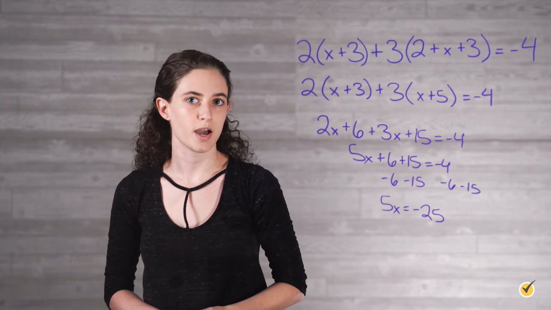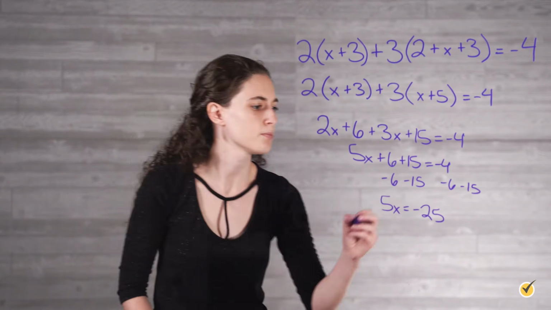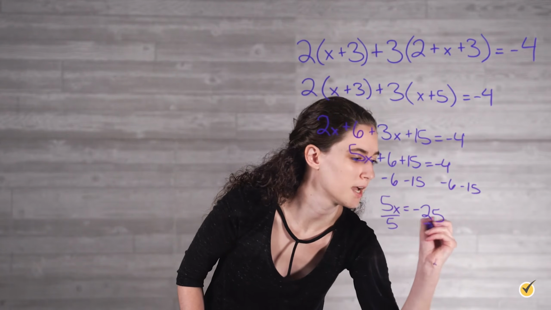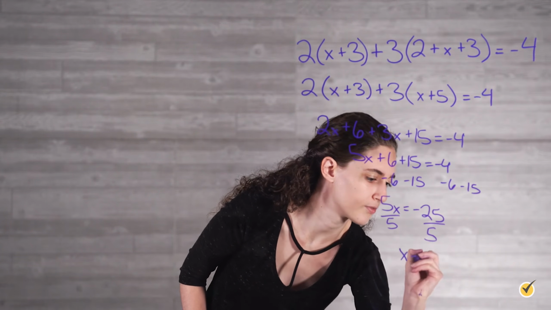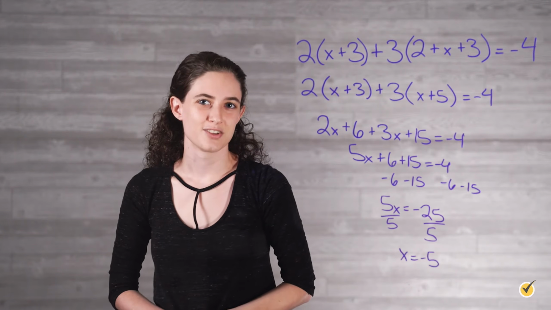5x equals -25, which simplifies further by dividing by 5 on both sides. x equals -5. Let's look at another example.